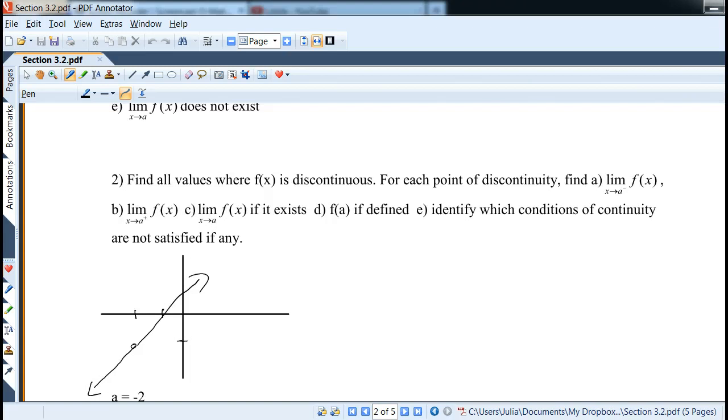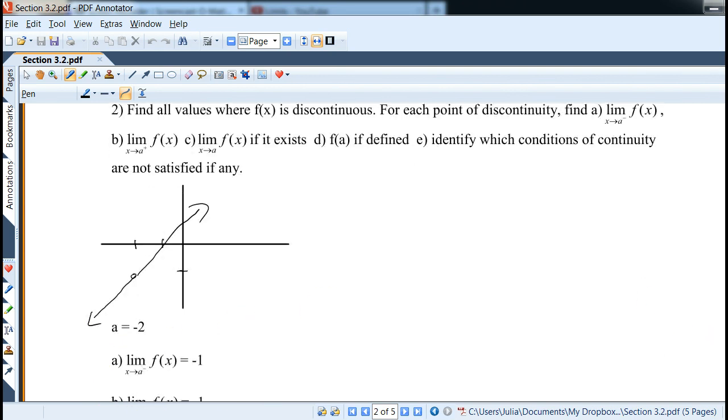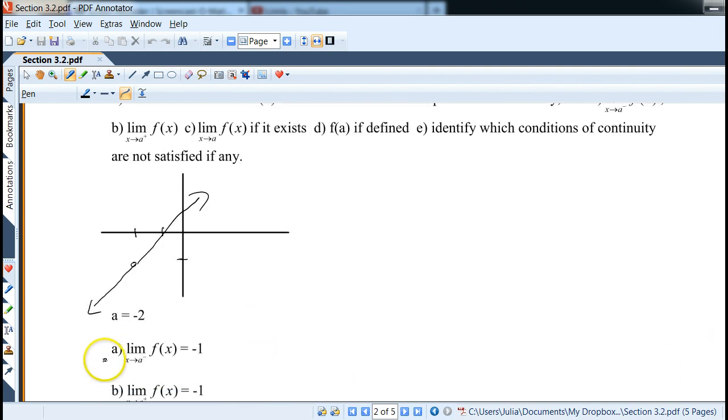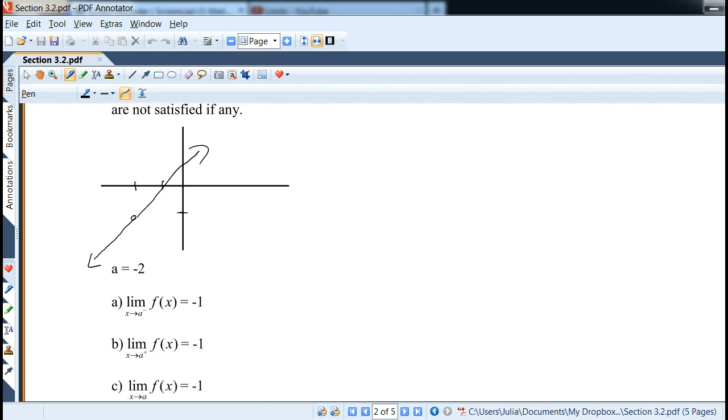Same kind of situation, but here, note how we have a hole on the graph at x equals -2. That's why I mentioned a equals -2. Now let's take a look at what the limits are equal to. From the left and from the right, we both approach a y value of -1. So they do match, so that means the limit exists and it's -1.